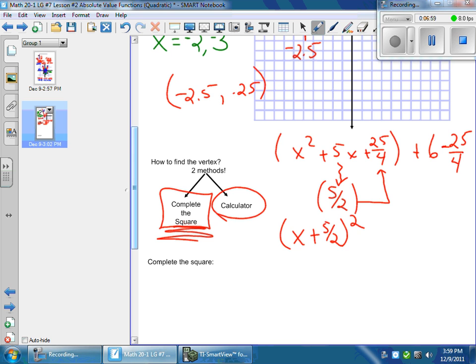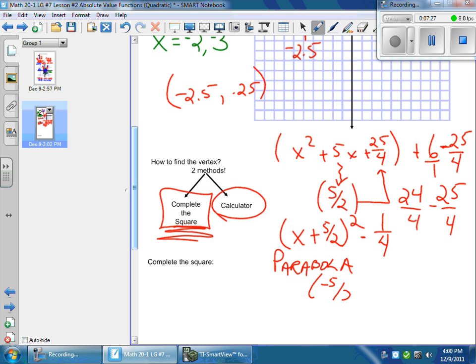Now, you're subtracting 25 over 4. That has to be common denominator, which means this is 24 over 4 minus 25 over 4 gives you, check it out, minus a quarter. Look at that. Beautiful. Awesome. So if you look at that, then you know your vertex, if it was a parabola, would be at minus 5 over 2, comma, minus a quarter.